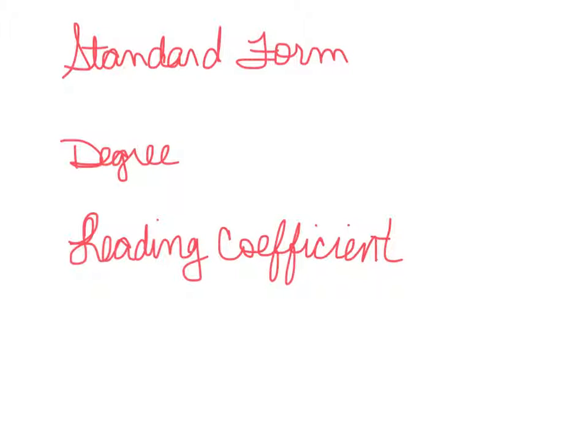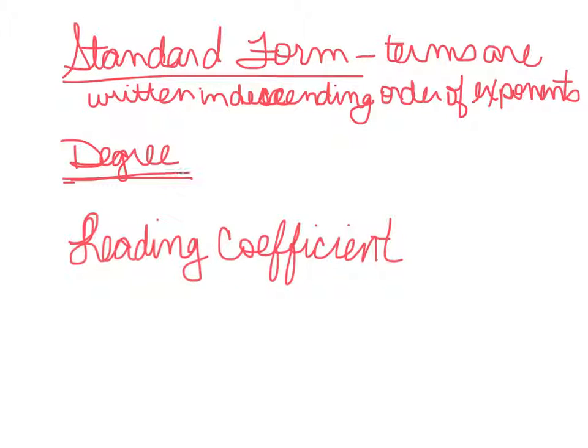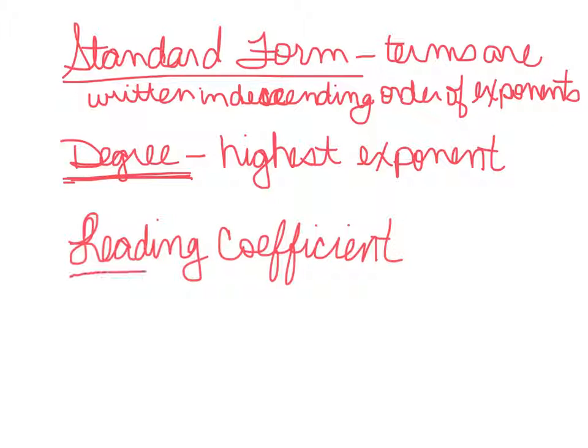There are 3 definitions that we need to be familiar with before we go further with these polynomial functions. The first one is standard form. In order for an equation or an expression to be written in standard form, it has to be written in descending order from the greatest exponent down to the smallest. The degree of a polynomial function is the highest exponent in all of the terms. And the leading coefficient is the coefficient of the term that has the highest exponent.